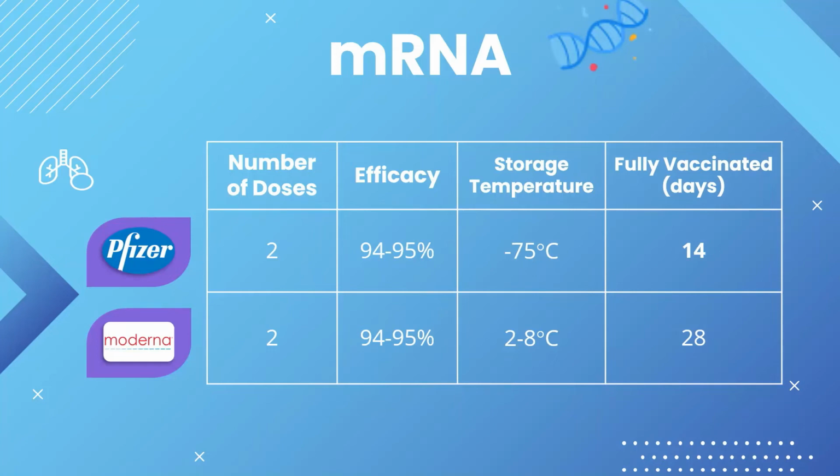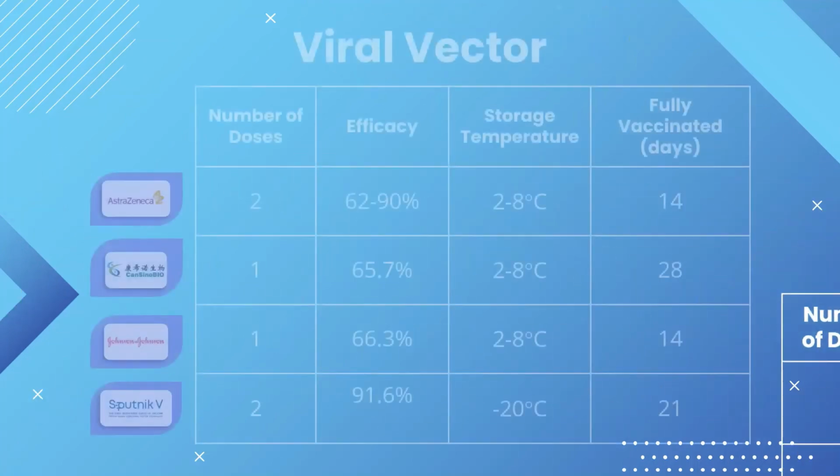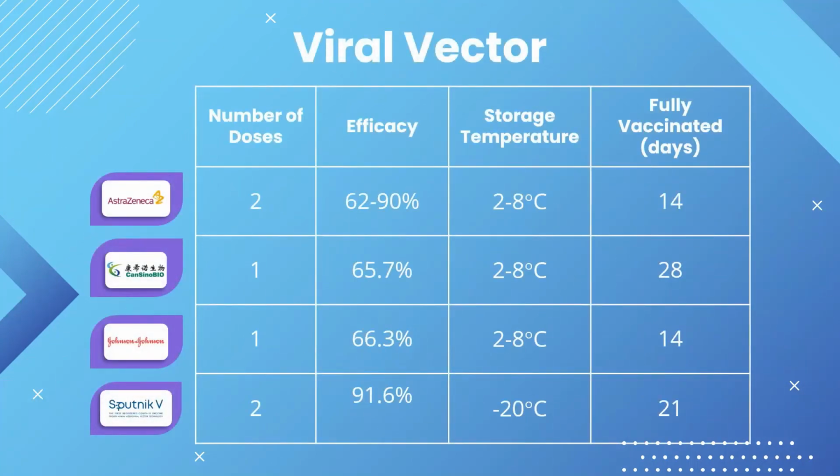Next, storage. You're probably aware that Pfizer's vaccine must be kept at a temperature of negative 75 degrees Celsius, but Moderna is a little different and easier to keep, requiring only 2 to 8 degrees Celsius. Up next are viral vector vaccines. According to data, Oxford AstraZeneca and Sputnik V vaccinations have efficacy rates of 60 to 90% and require 2 doses. But CanSino Bio and Johnson & Johnson vaccines only require 1 jab. Except for Sputnik V, these vaccinations are simple to keep, requiring only 2 to 8 degrees Celsius.